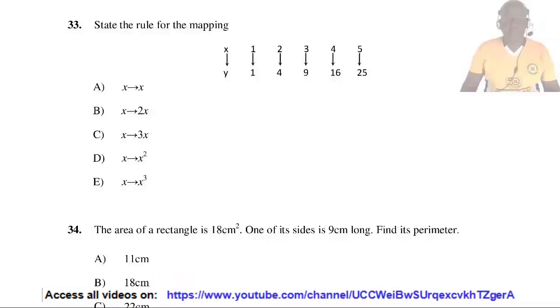Question 33. State the rule of the mapping. S maps into Y: 1 into 1, 2 into 4, 3 into 9, 4 into 16, 5 into 25. Take note that 2 squared is 4, 3 squared is 9, 4 squared is 16. So the rule of the mapping is S maps into S squared. That is D.